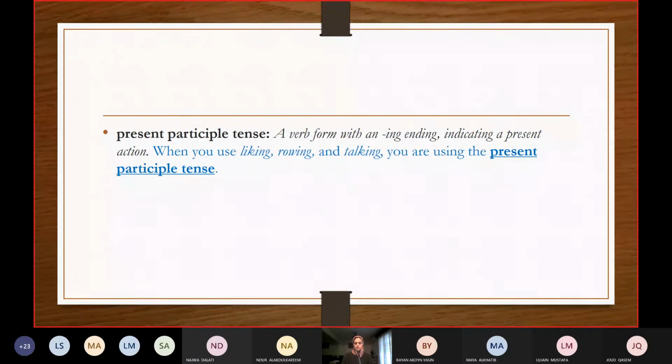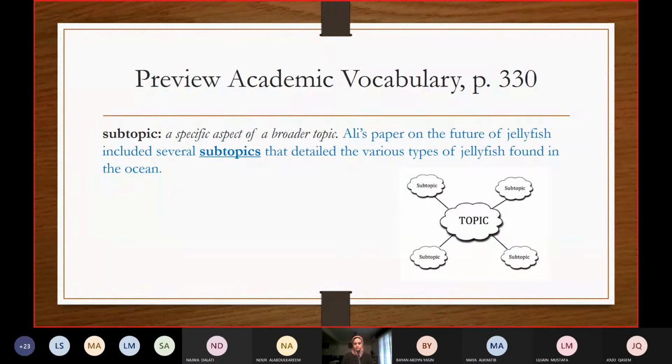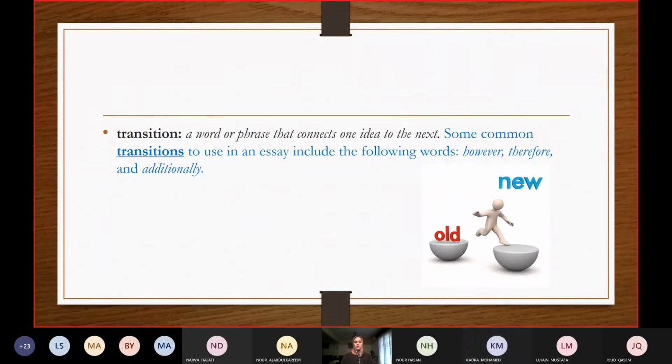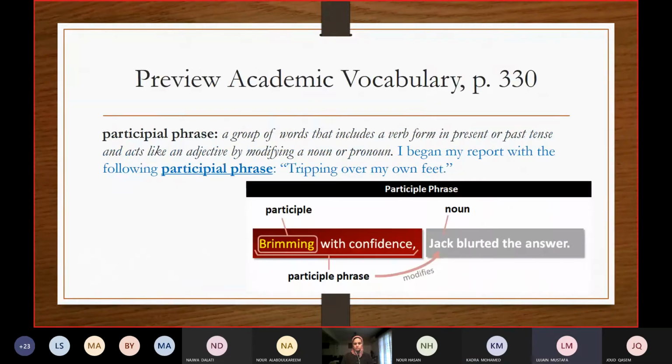Noor Bilal, what is a subtopic? It is a topic that is part of the main topic. Yes. Kadra, what is transition? When you move from one idea to another idea smoothly, you use this word. Yes. Lujain, what is participial phrase? A phrase that starts with a participial, a word that looks like a verb and ends with -ing, but as a phrase, it acts like an adjective. Yes, thank you.